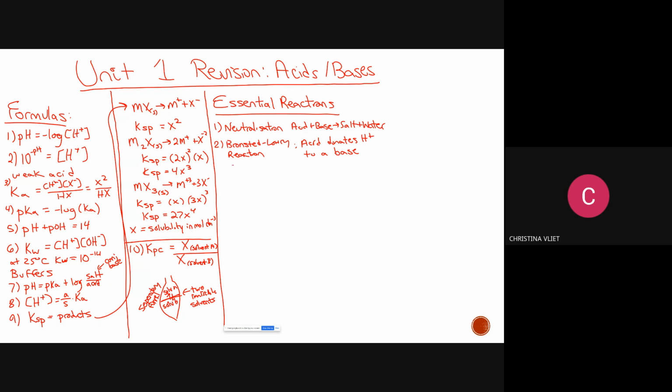I'm going to write an example of that one just so you remember. HCl plus H2O would make what products? H3O plus Cl minus. Where this is the acid, this is the base, this is the conjugate acid, and this is the conjugate base.